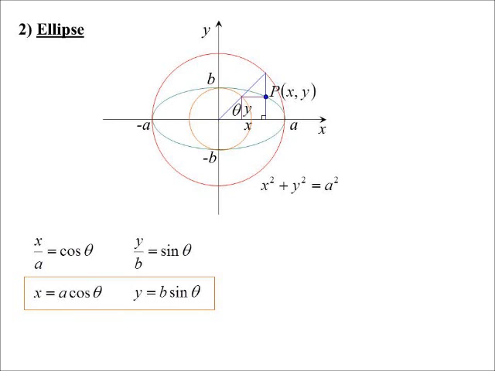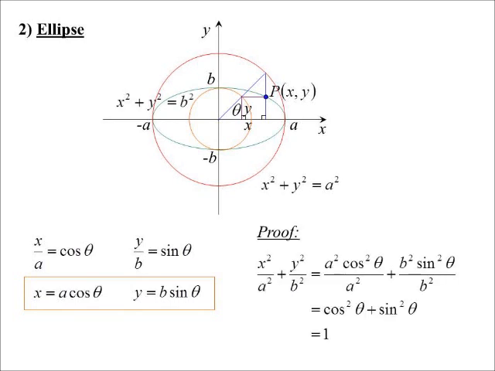So very similar to the circle, but the difference being that we don't have a common radius. So the x has the major one, a cos theta, the y has the minor one, b sine theta. And again, I can prove that by substituting into x squared on a squared plus y squared on b squared, and we can show that does equal 1.